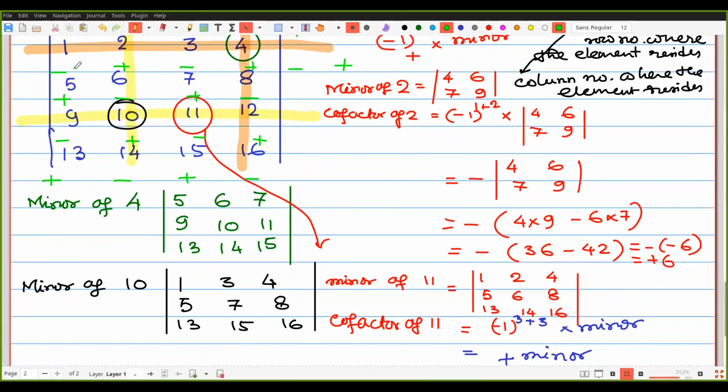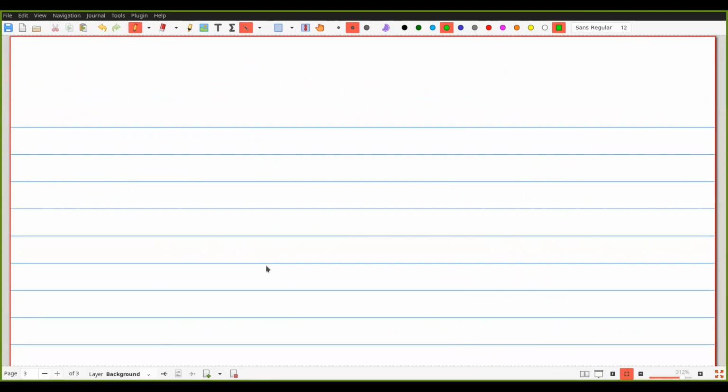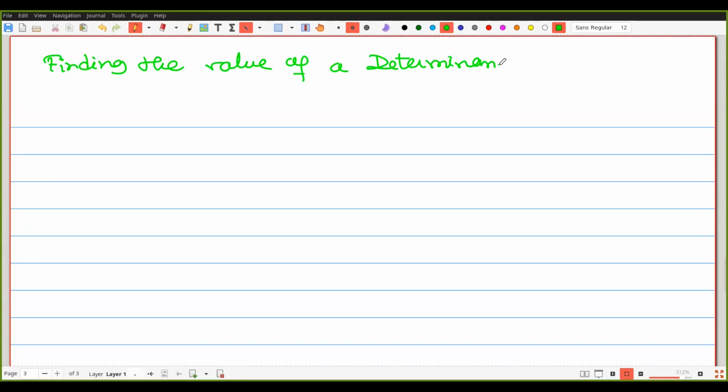So that is how we can find the minor and cofactor. Proceeding to finding the value of a determinant, which is of higher order, at least starting from order 3. Okay, we have a determinant 3, 5, 6, 0, 2, minus 4, 1, 7, 8.